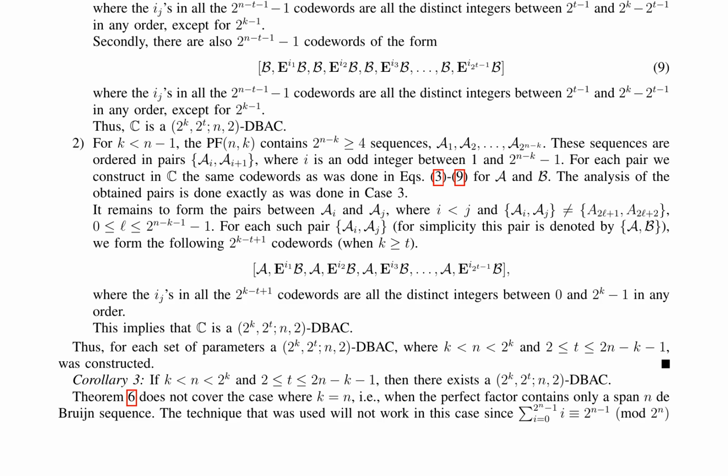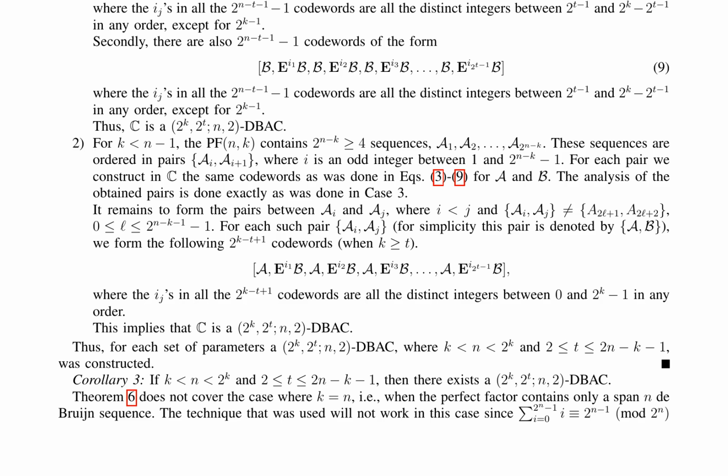The paper then generalizes the construction to any set of parameters for a (2K, 2T, N, 2) DBAC, where k is less than n, which is less than 2k, and 2 is less than or equal to t, which is less than or equal to 2^(n-k)-1. This is achieved by applying the same methodology to each pair of sequences in the PF(2, n, k), and constructing the necessary codewords.